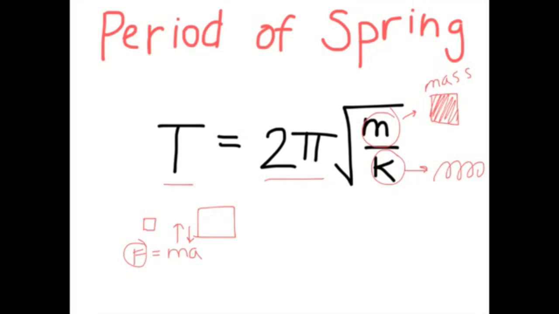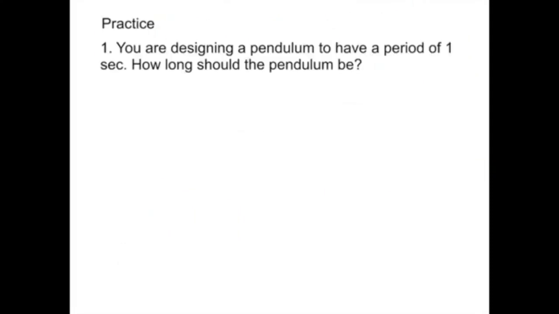The period of the mass on a spring is inversely proportional to k, or the spring constant, because as that increases, the spring will exert a greater force on the mass, making the period shorter and the motion faster. So here are some practice problems for section 11.2.